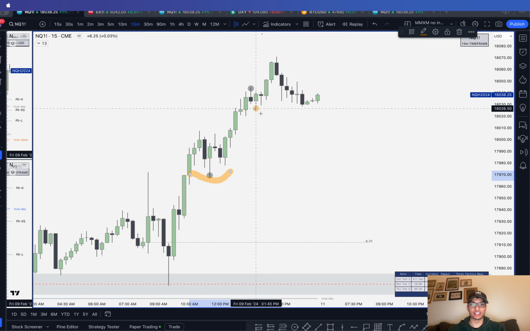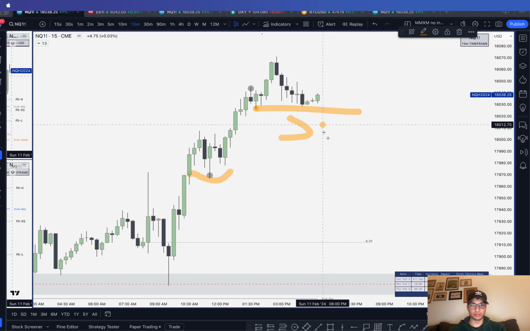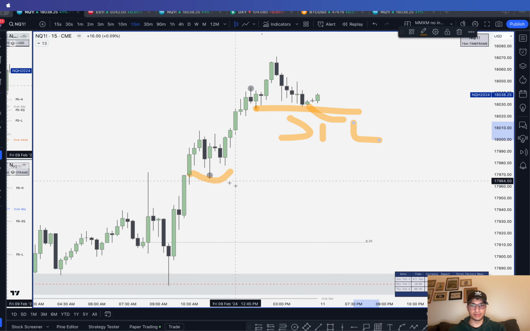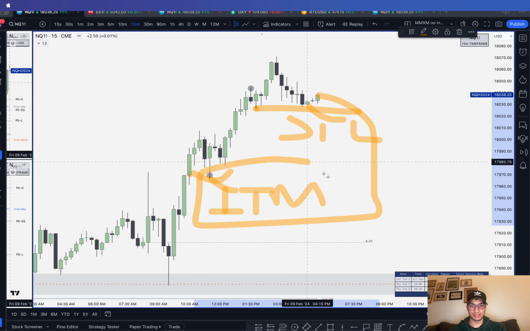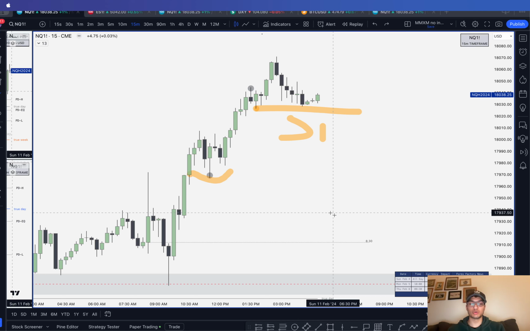But we're not bearish until what low breaks now? This one if you want, or this one. This is going to be your short-term low. This is going to be your intermediate-term low. Both are valid. Which one's more valid? Intermediate. But we use short-term lows all the time.